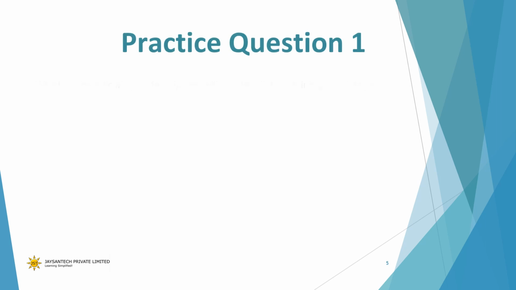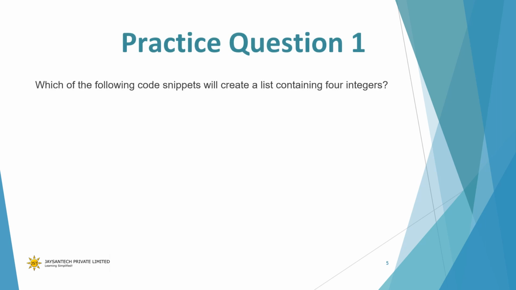Let us look at some practice questions. Which of the following code snippets will create a list containing 4 integers? First option, here you're using the list constructor and you're passing 1, 2, 3, 4 inside parentheses, which means it is a tuple and it is an iterable. So this is correct. Second option, you are passing 1, 2, 3, 4 as a tuple. So here you're basically creating a tuple and not a list.